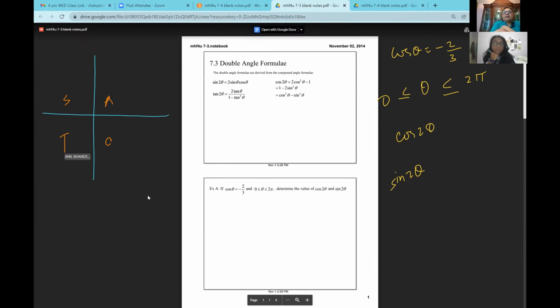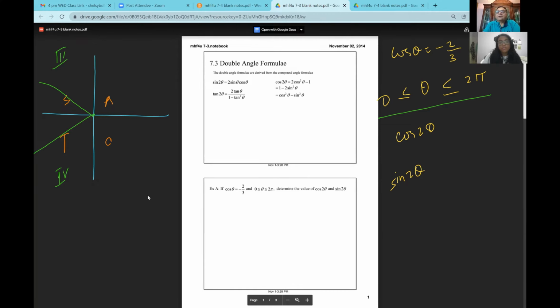Since cos theta is negative, that means you expect your terminal arm either in quadrant 3 or in quadrant 4. You get the idea. So therefore, when you are saying that theta is between 0 and 2 pi, you have to consider both the cases. So now we'll find the value of cos 2 theta and sine 2 theta in quadrant 3 and in quadrant 4. Is that clear to you?